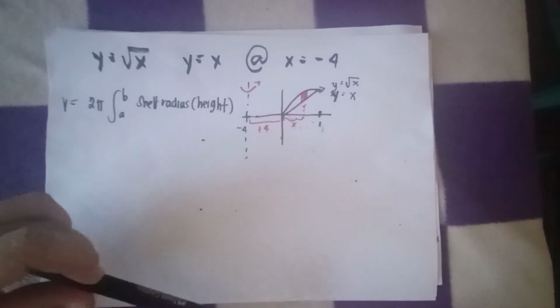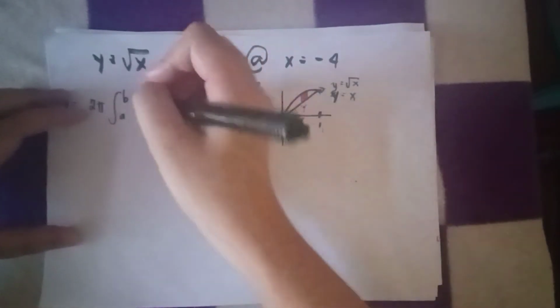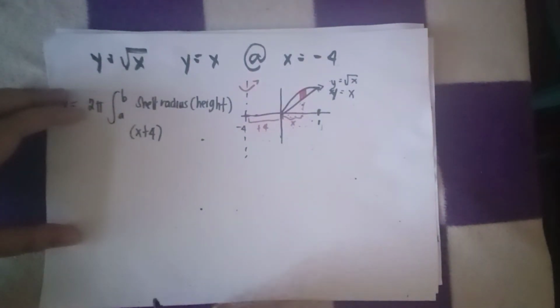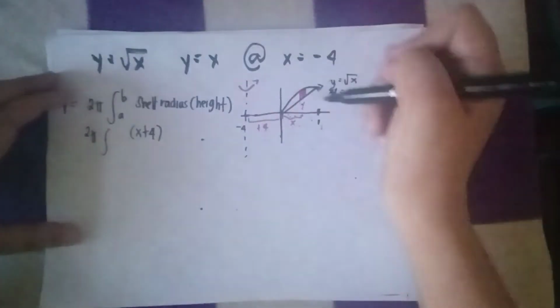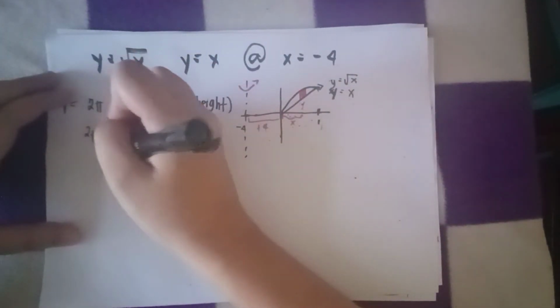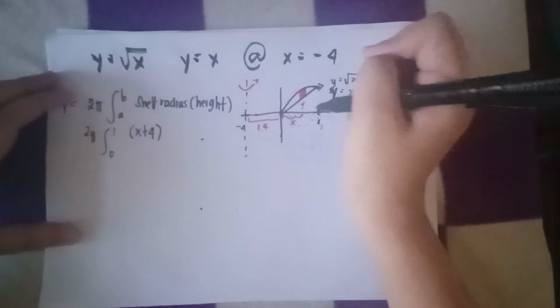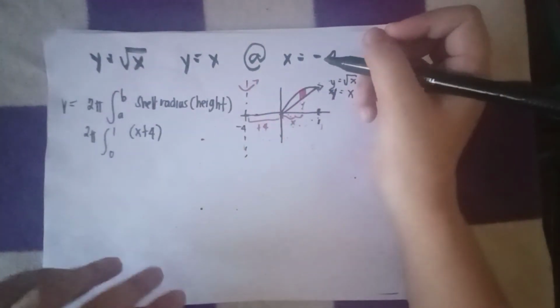So, dahil meron tayong ganun, ang ating radius po ngayon, instead of x lang, magiging x plus 4. And ang ating limit of integration is 0 to 1 pa din, kasi yan yung graph natin. Nagkataon lang na nag-extend yung ikot niya hanggang doon sa x is equal to negative 4.